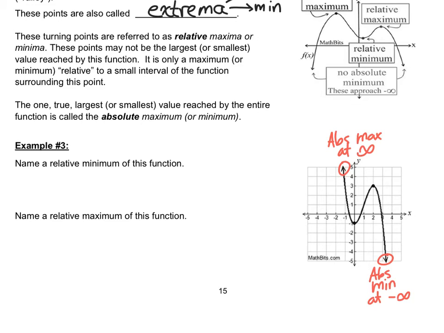And so what we're looking for are the highest points compared to the points that immediately surround them, the little peaks and valleys along the way. So I have one right here. That's a min, a relative min. They also call it a local min. We also have a relative max.